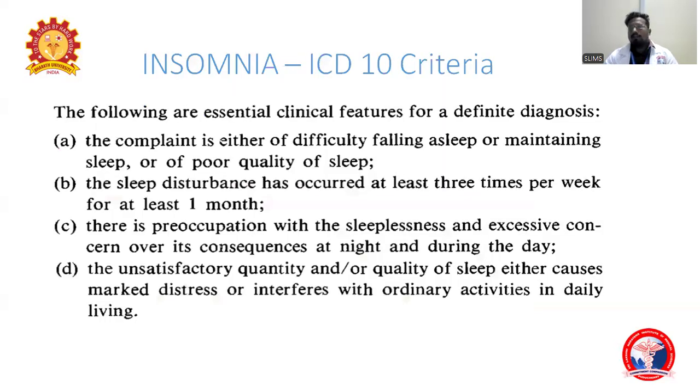So insomnia based on ICD-10 criteria, the following are essential clinical features for a definite diagnosis. A: the complaint is either difficulty falling asleep, or maintaining sleep, or poor quality of sleep. B: the sleep disturbance has occurred at least 3 times per week for at least a month. In DSM, it is at least 3 months and 3 times per week.